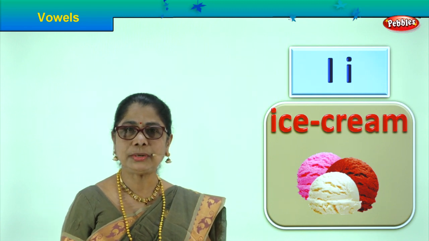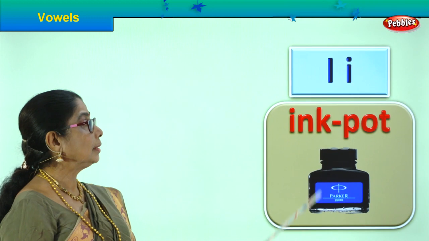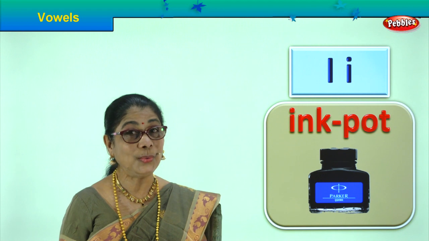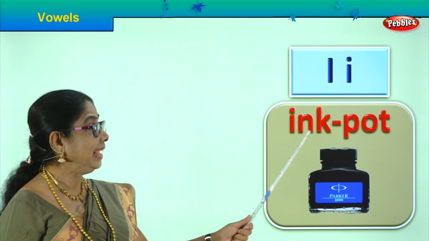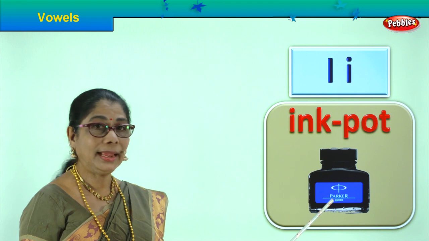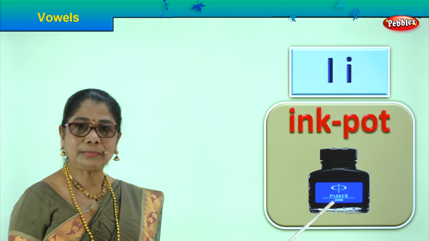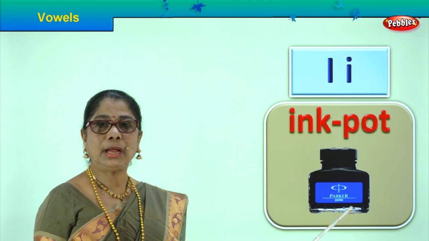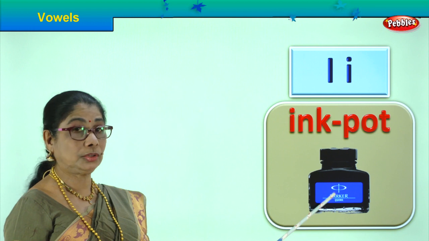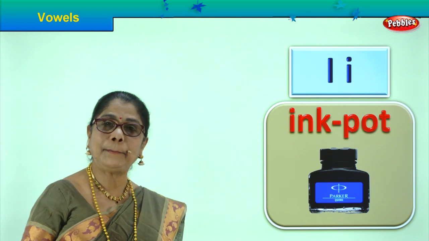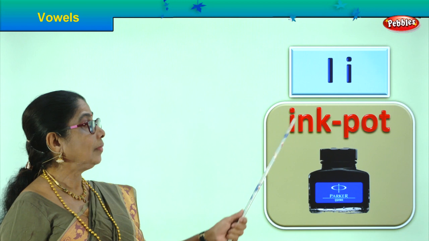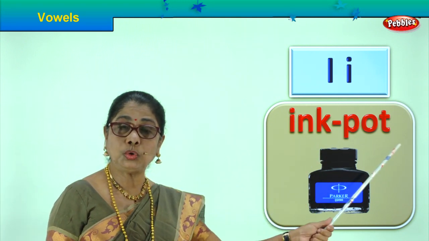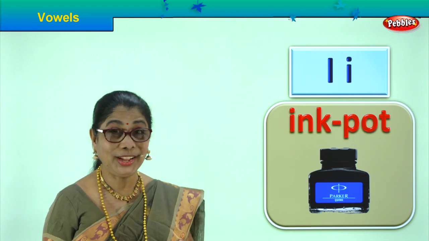Let's go to another picture. Capital letter I, small letter I. Yes, sound E. Ink pot. What is this? Ink pot. I-N-K. Ink pot. A bottle of ink is called an ink pot. What do you do with the ink? Fill it in a pen for writing. Ink. Ink pot. Good.